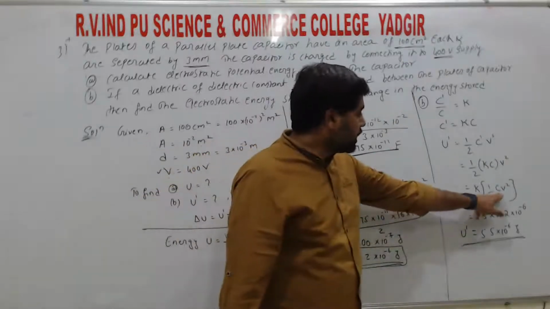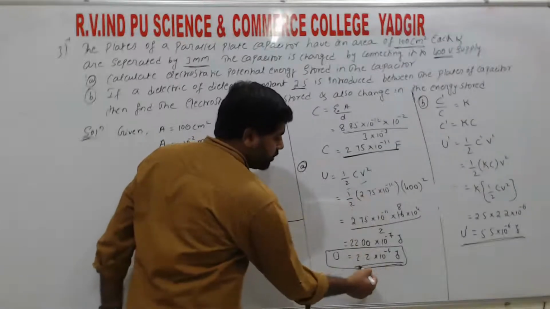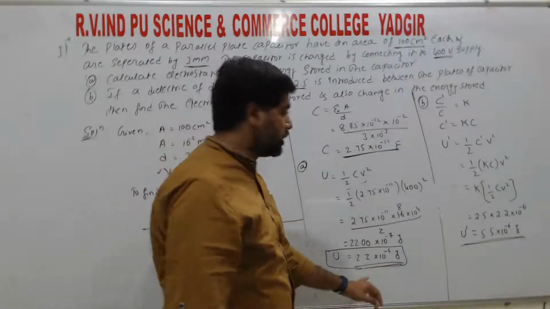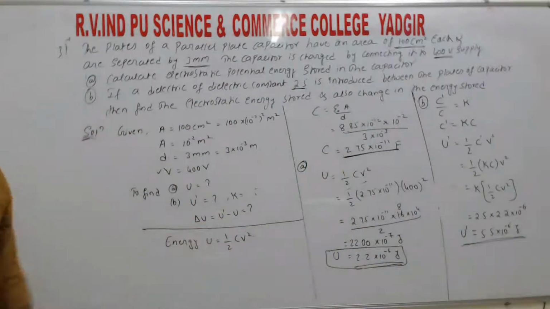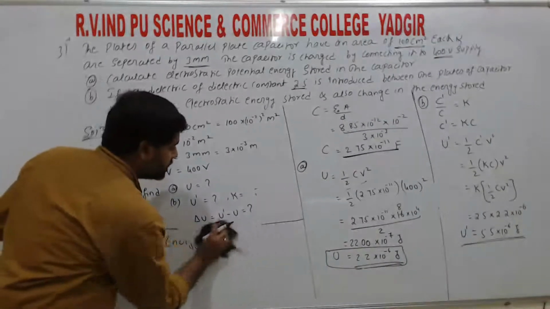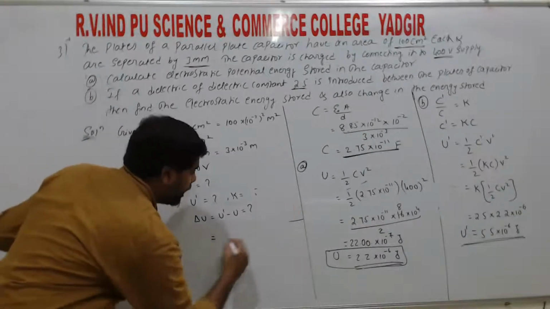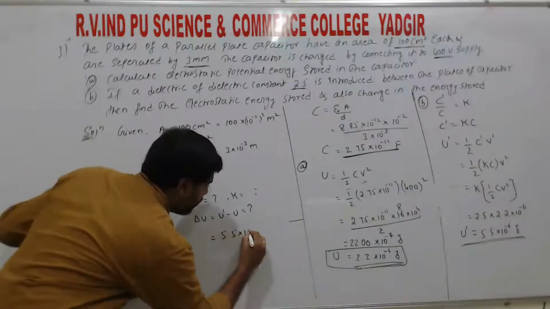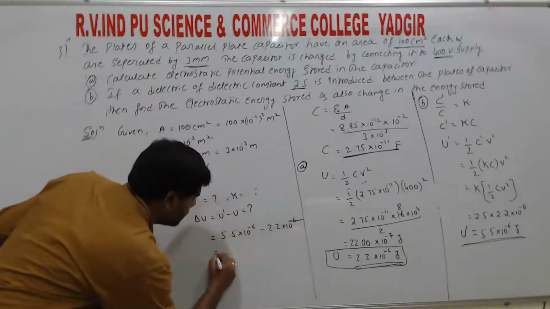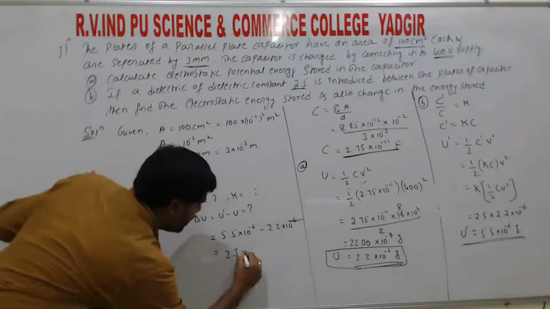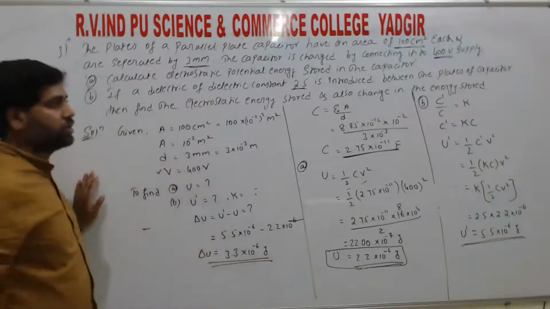So there is no need to once again substitute the values of C and V. Here we get the value of half C V square as 2.2 into 10 to the power of minus 6, so directly substitute and simplify. Next we need to find the change in energy stored. Delta U is equal to U dash minus U. So U dash is 5.5 into 10 to the power of minus 6 minus 2.2 into 10 to the power of minus 6, so 3.3 into 10 to the power of minus 6 joules. So this is the change in energy.